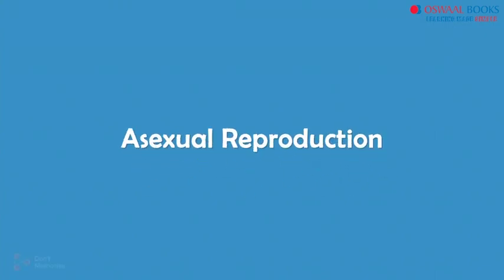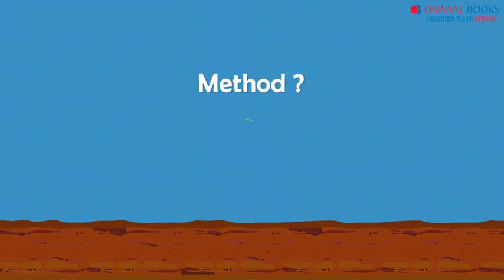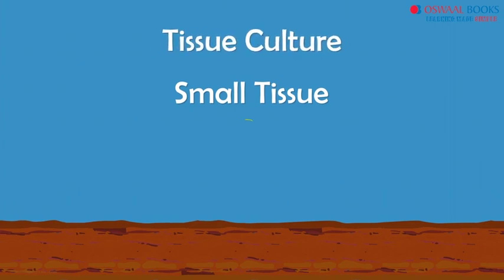We have one last method of asexual reproduction to study. Can you take a guess? Let me give you a clue. In this method, we take a small piece of the growing tip of a plant. Now do you know the name of this method? What does the growing tip of the plant provide us with? That's right, it's a small tissue. This method of asexual reproduction is called tissue culture.